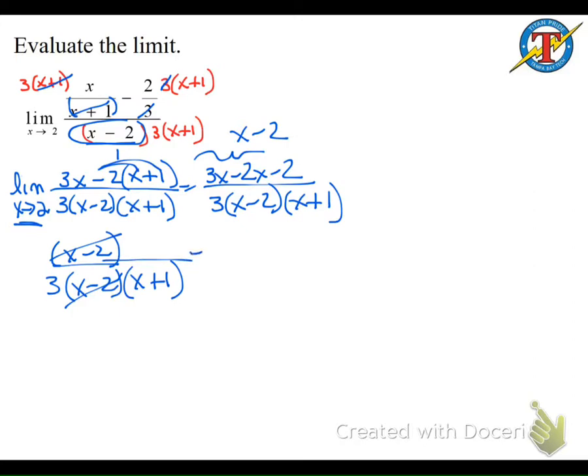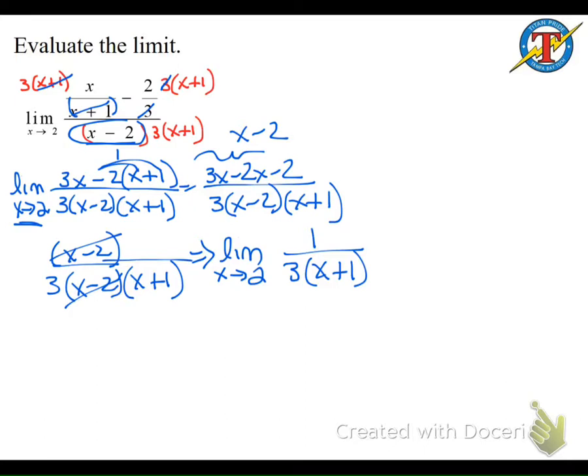So I'm going to rewrite my limit, pretty it up one last time. I have the limit as x approaches 2 of, if there's nothing on the top, there's a 1. On the bottom, I have a 3 and an x plus 1. So the x minus 2 went away, which is what I needed. So now I can evaluate the limit.